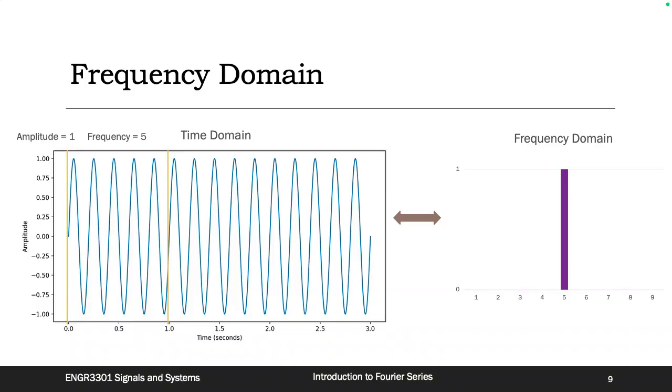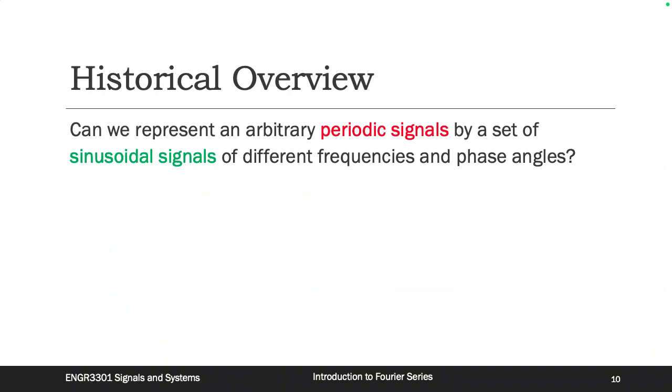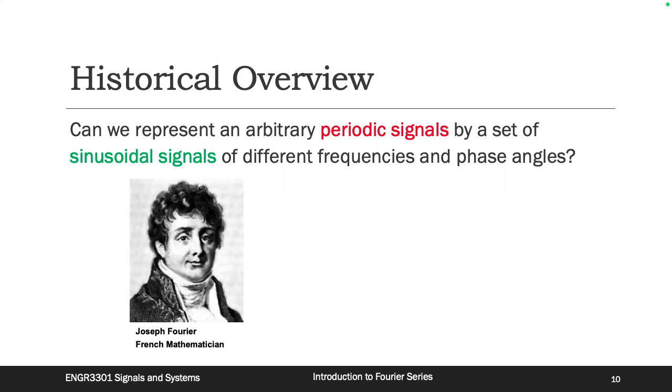Okay, let's continue. Let's try to do a historical overview. Can we represent arbitrary periodic signals by a set of sinusoids of different frequency and phase angles? Actually, I just talked about it at the beginning of this class. This one is Joseph Fourier. If you don't like the frequency domain, the Fourier series, you need to blame this guy, because he proposed the frequency idea, the Fourier series, and the Fourier transform.